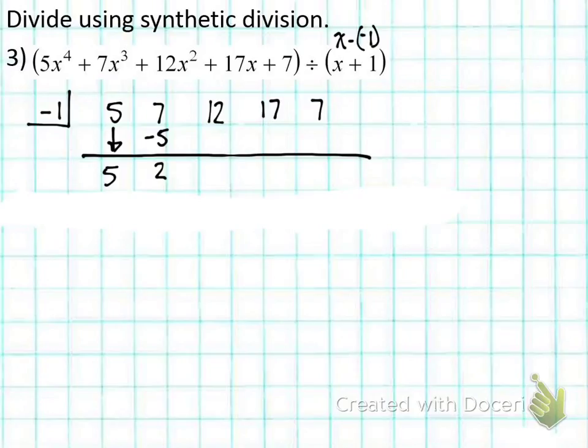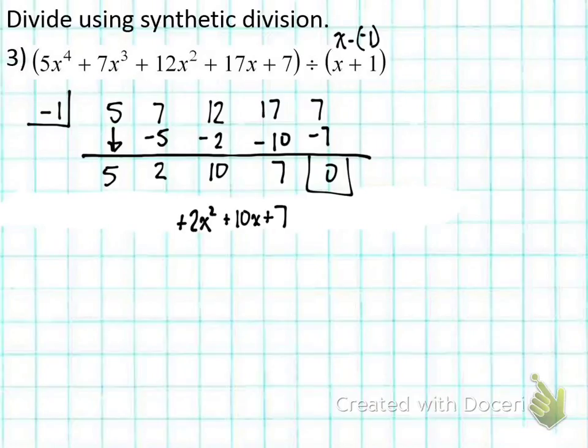In case you didn't get it, we got 2 times negative 1 is negative 2. You add, you get a positive 10 here. 10 times negative 1 is negative 10. 7 plus negative 7 is 0. This last number would be your remainder. There isn't a remainder, so we're just going to write in descending order. We have 7. We got plus 10x next to it. We got a plus 2x squared. And I'm doing it backwards so that I'm not missing any terms. 5x to the 3rd. Okay?